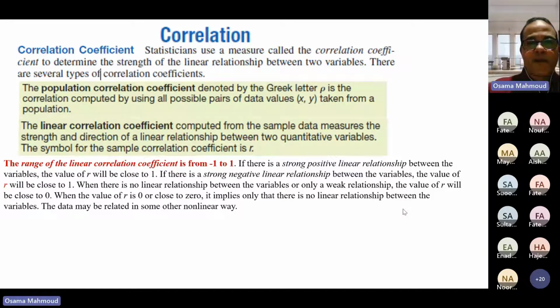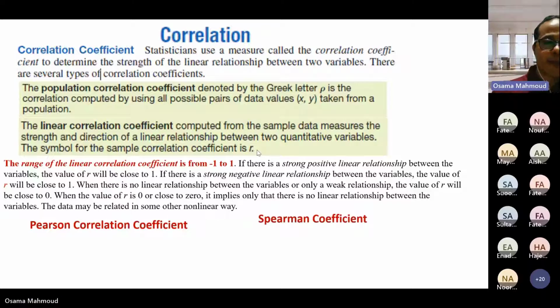The notation of the correlation coefficient is r if your data is for a sample, rho if your data represent a population, right? We have two types of correlation coefficient. Pearson correlation coefficient, when you have two variables coming from quantitative data, right? Spearman, maybe you have similar to Pearson from quantitative data or from qualitative data, but should be ordinal values, right?